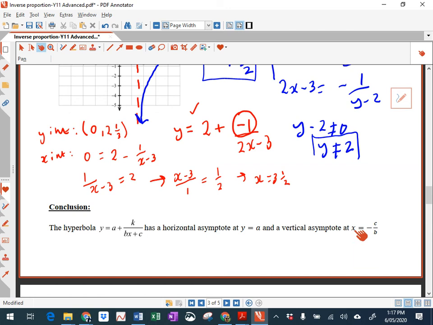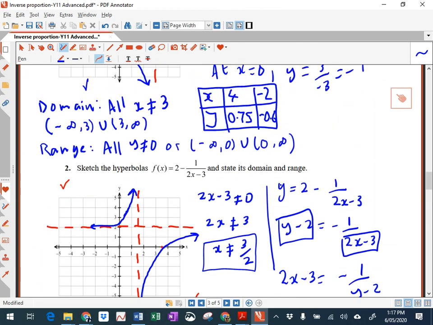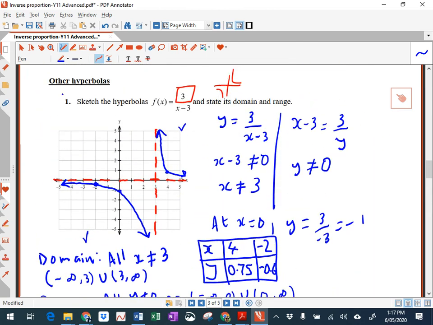Okay, and how do we get that? Well, we know that bx plus c cannot equal 0. So if you solve that for x, you're going to end up with x cannot be minus c over b. So that means your equation for the vertical asymptote is that. Okay, and as I said before, the other hyperbolas bit here is just a bit of extra notes, but it's not required in your syllabus. Only y equals k over x is.